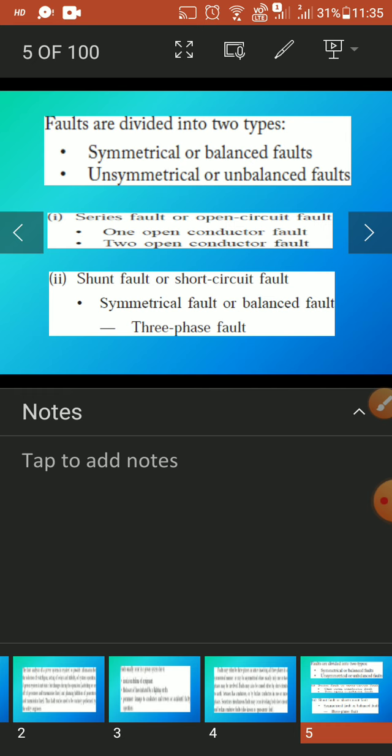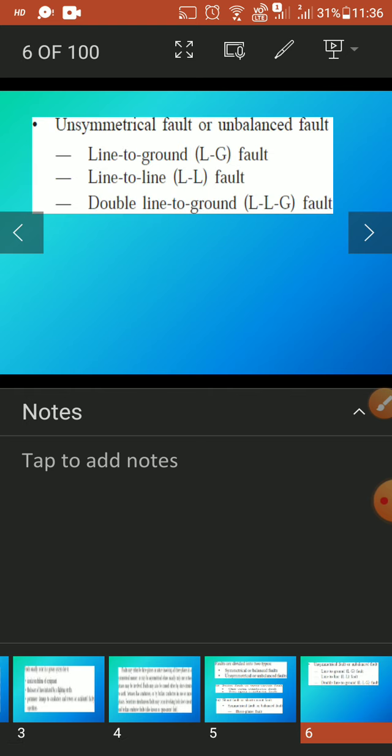Series fault or open circuit fault: one open conductor fault, two open conductor fault. Shunt fault or short circuit fault: symmetrical fault or balanced fault, three-phase fault. Unsymmetrical fault is otherwise called unbalanced fault. So it is of three types: line to ground fault, line to line fault, double line to ground fault.